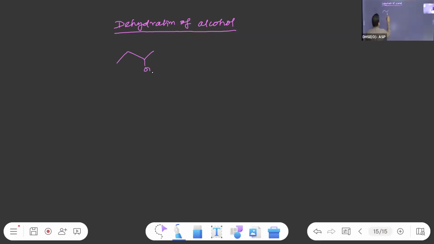Suppose we are taking butan-2-ol for dehydration. This is the elimination reaction. Elimination reaction is favorable at high temperature. With concentrated H2SO4 and heat, it forms 2-butene, again explained by the Saytzeff rule, plus water. Okay. What are the mechanism steps?